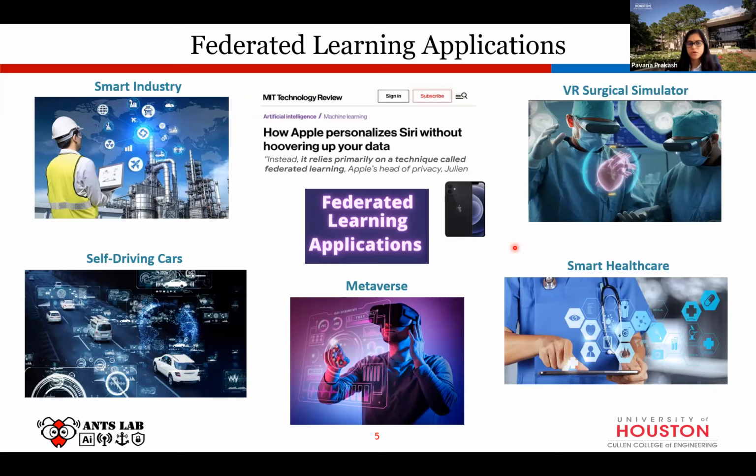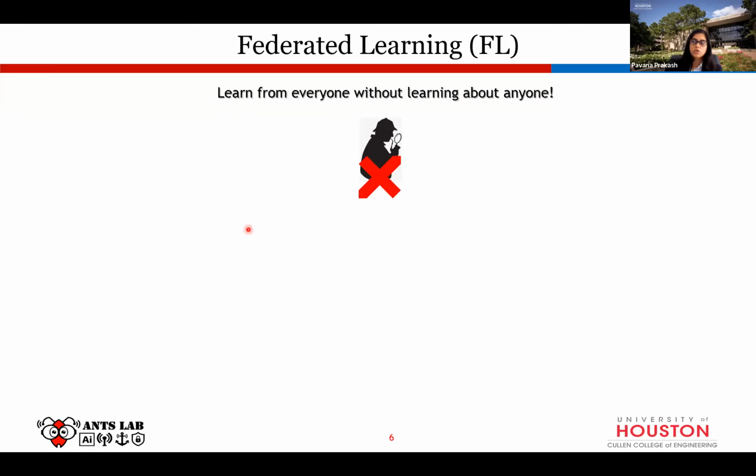So what makes federated learning so popular? Though it was just introduced very recently, in probably 2017, how did it become this popular this quickly? For that, let's take a little background on what federated learning is. Federated learning is driven by the motto that you learn from everyone, but without really learning particularly about anyone.